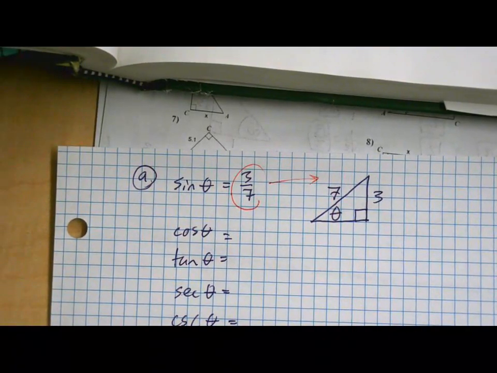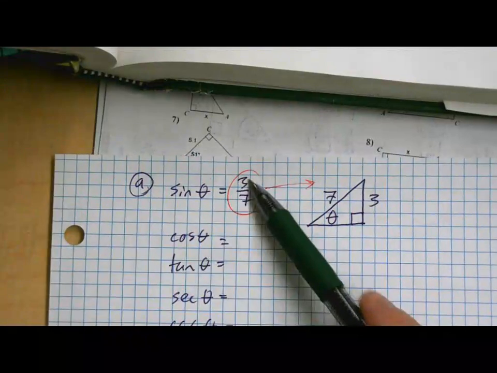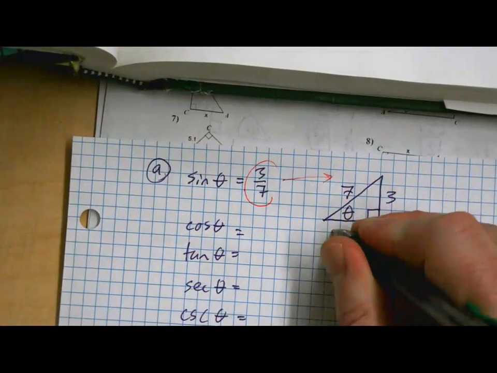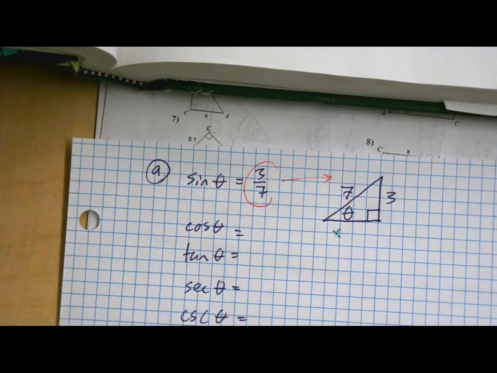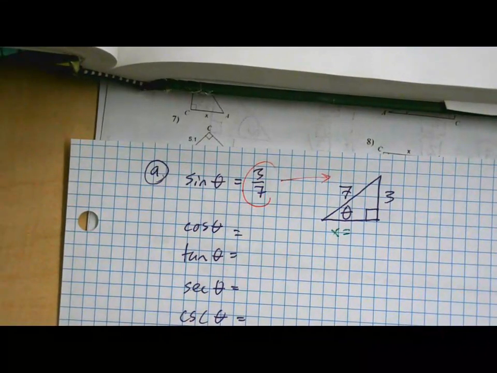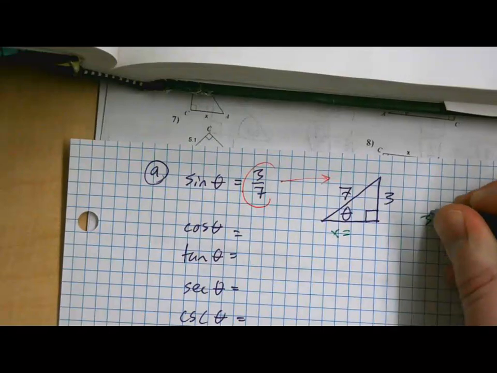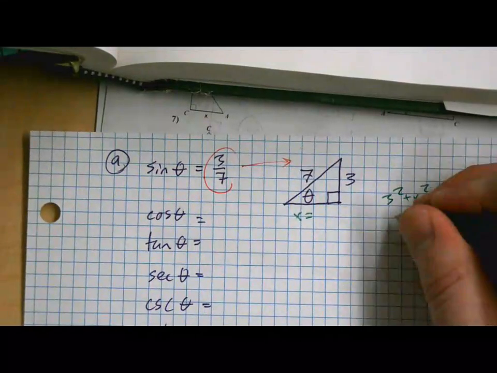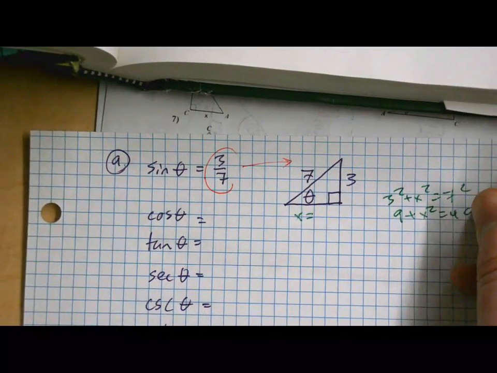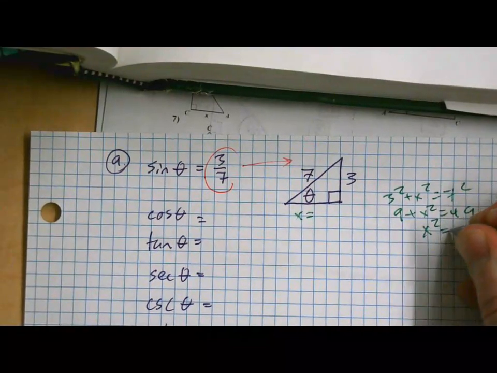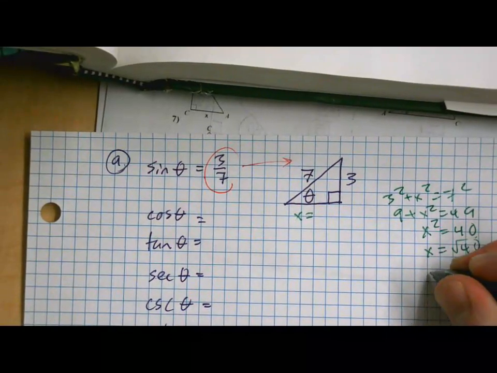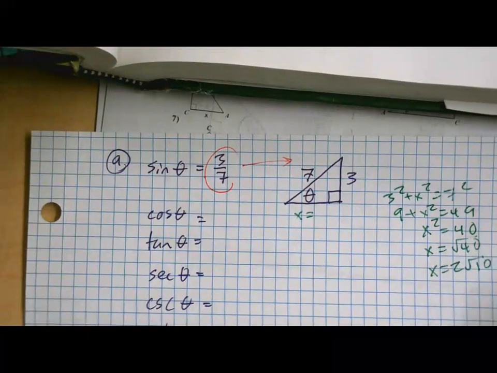Do you see how I got that 3 over 7? Do you see where I got the 3 and the 7 from? Because sine is opposite over hypotenuse. I put it in opposite and hypotenuse. Now, we're going to need to know this side, too. How do you suppose we're going to find that? Good old Pythagoras. So we'll do 3 squared plus x squared equals 7 squared. And then we'll solve that. 9 plus x squared is 49. Minus 9 on both sides gets us 40. Take a square root on both sides gets us 2 root 10.